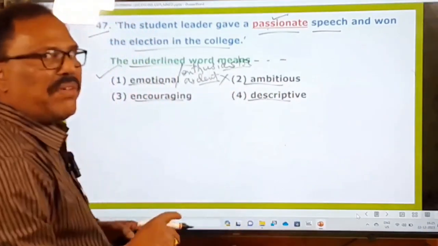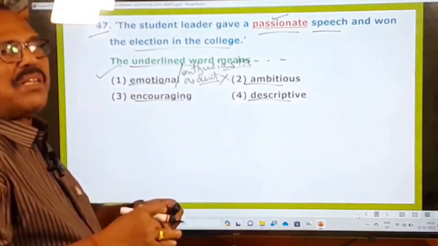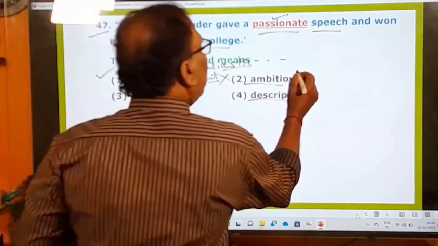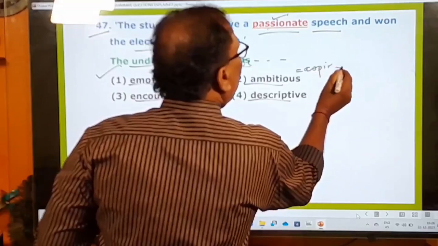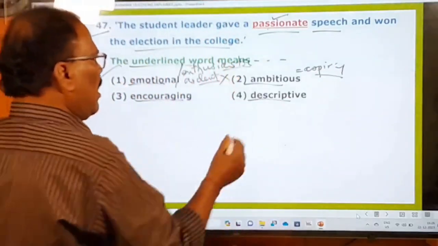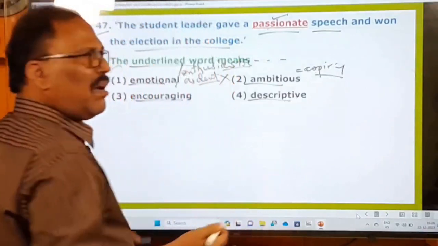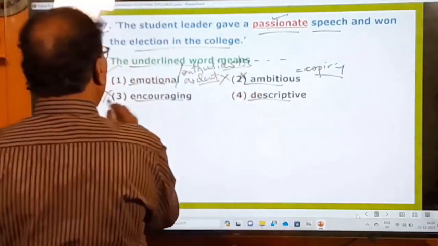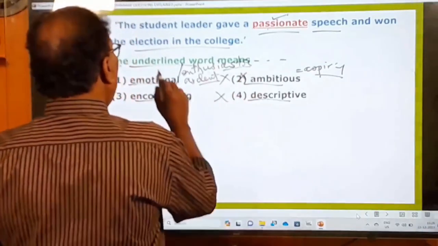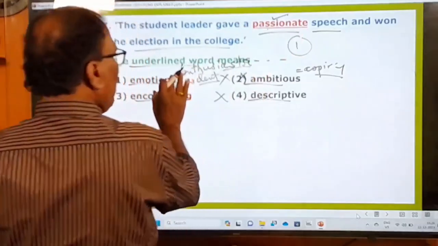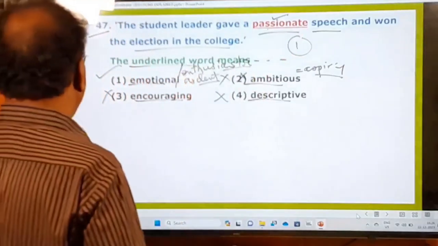Ambitious means having a strong desire for personal advancement. You can also say aspiring. All of you know. And encouraging means supporting or something like that. Descriptive means describing. So the second one, the third one, the fourth one are wrong. Only the first one is your answer. Passionate means emotional, right? And now move on to the next question.